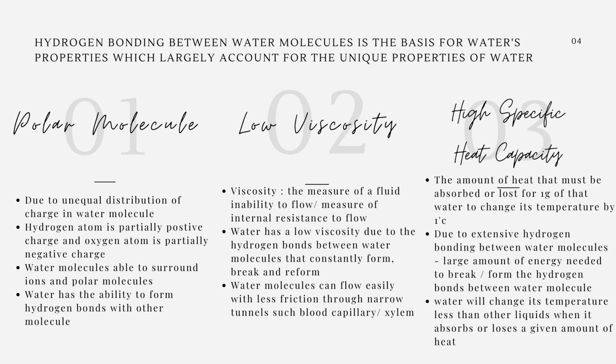Third is the high specific heat capacity. The specific heat capacity of water is defined as the amount of heat that must be absorbed or lost for 1 gram of water to change its temperature by 1 Celsius. So the heat capacity of water is 1 calorie per gram per degree Celsius, abbreviated as 1 cal over gram Celsius, or 4.2 joule over gram Celsius.